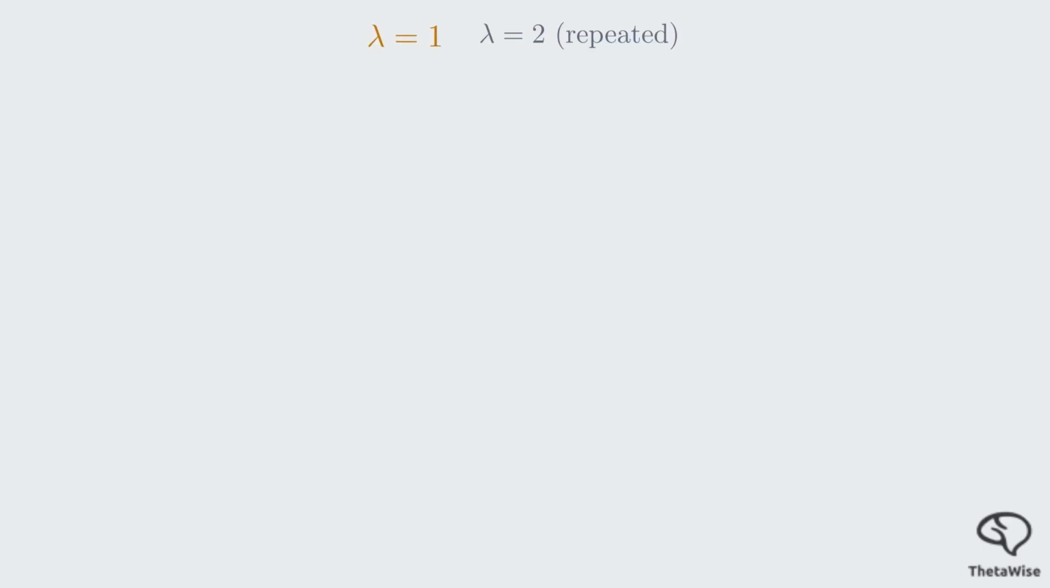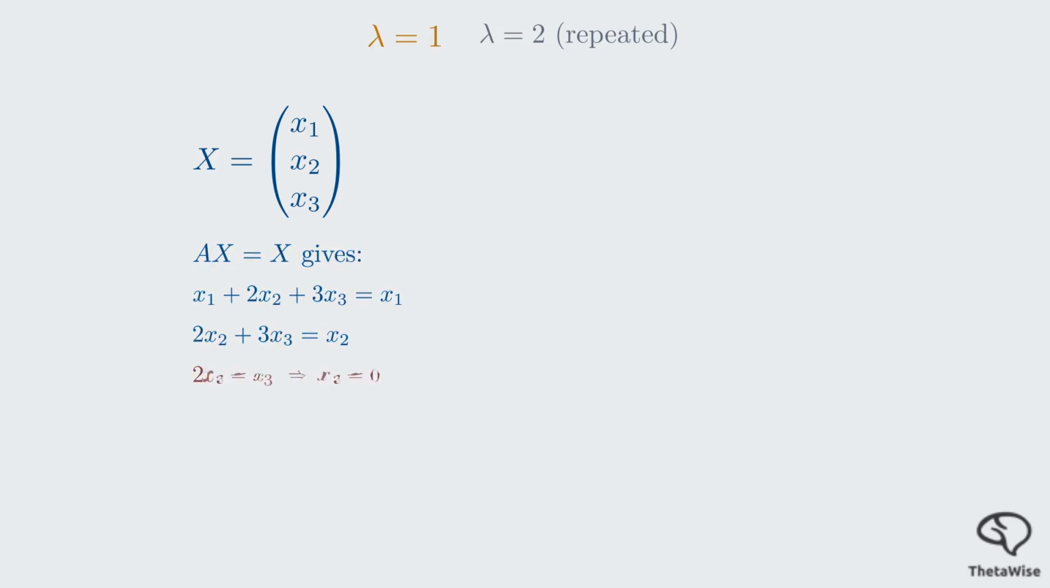We now find the eigenvector for lambda equal to 1. Write x as the column vector with entries x1, x2, and x3. The equation Ax equals x becomes 3 scalar equations. The bottom equation is 2x3 equals x3, so x3 must be 0. The middle equation is 2x2 plus 3x3 equals x2. Since x3 is 0, this reduces to x2 equals 0. The first equation then imposes no restriction on x1, so let x1 equal k.